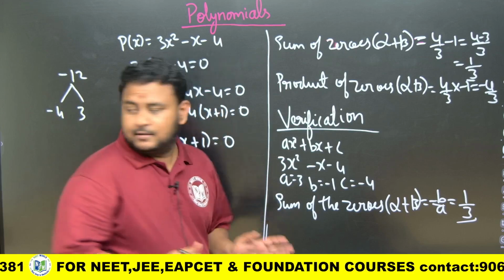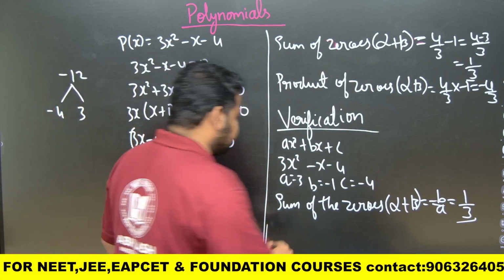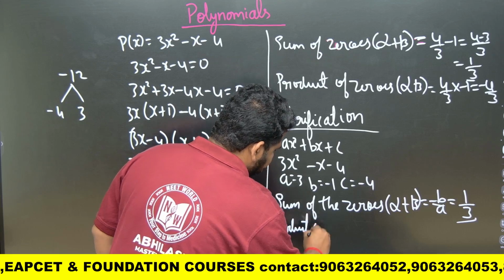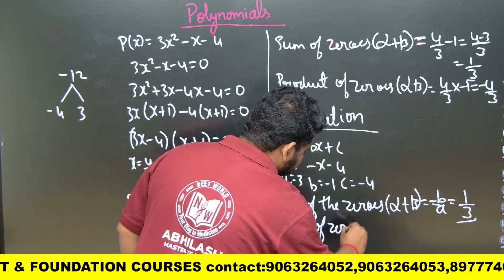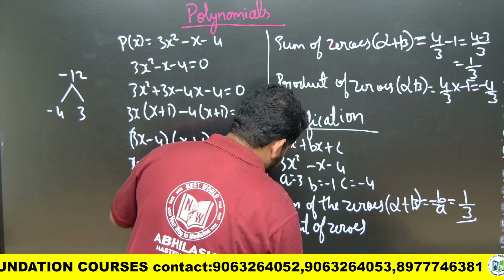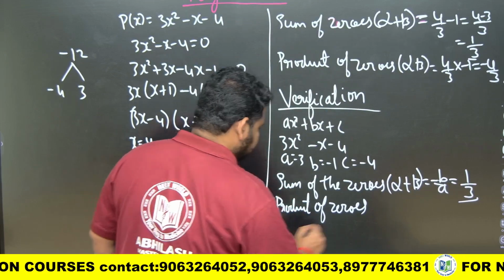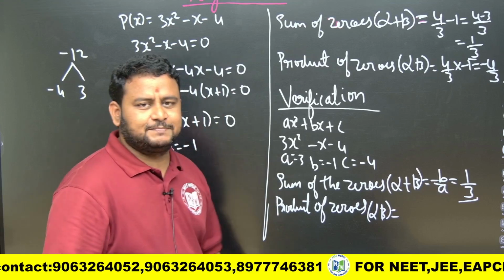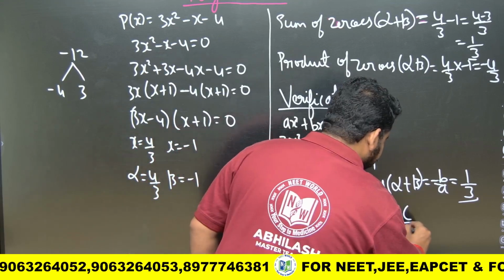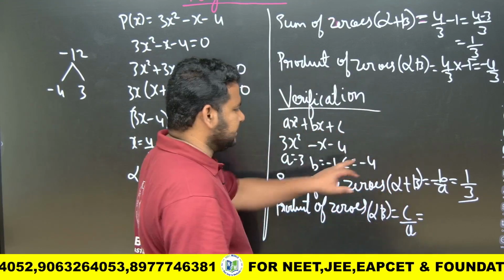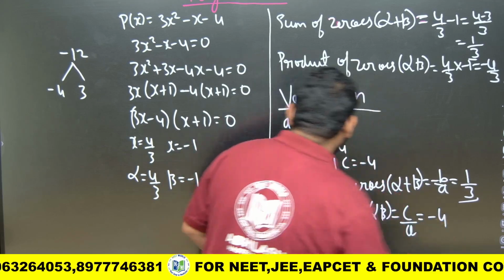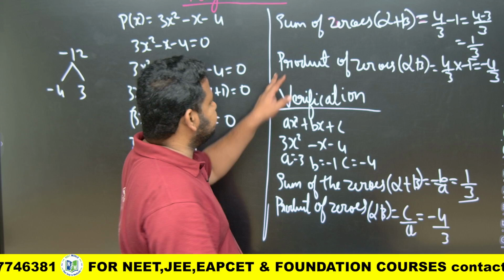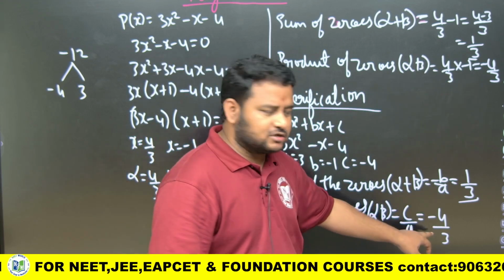Now let us look at the product of the zeros. I hope it is visible. See here, product of zeros, that is alpha beta, is equal to c by a. C is minus 4 and a is equal to 3. So this is equal to minus 4 by 3. So the product of the zeros here is minus 4 by 3. Here also it is minus 4 by 3.